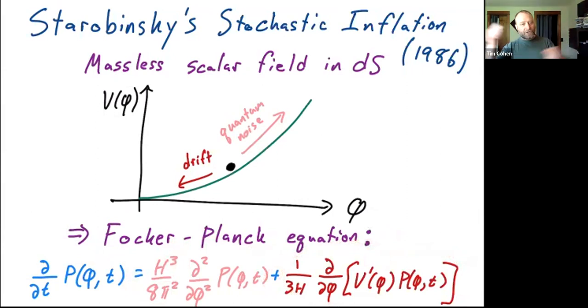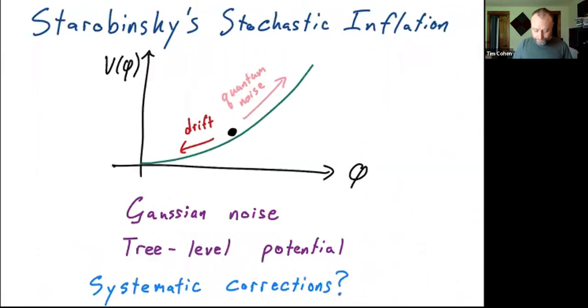And this Fokker-Planck equation gives you the probability of phi as a function of time, okay? So you just solve this and you get the dynamics that we're talking about. Okay, so Starobinsky's stochastic inflation is assuming two things. It's assuming the Gaussian theory, so we have Gaussian noise, and it's assuming a tree level potential.